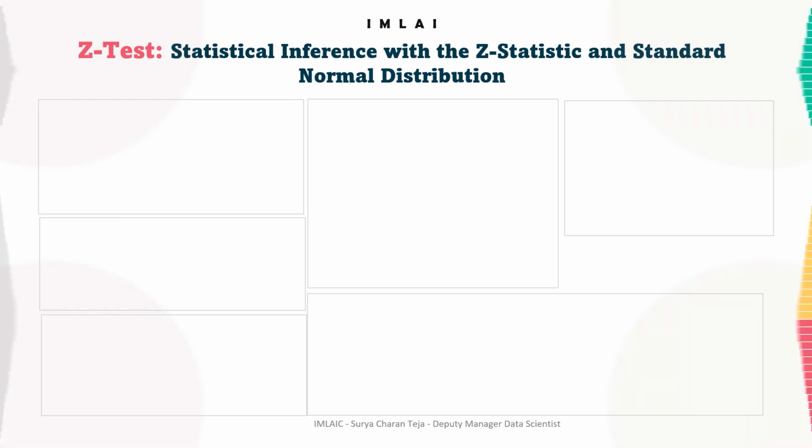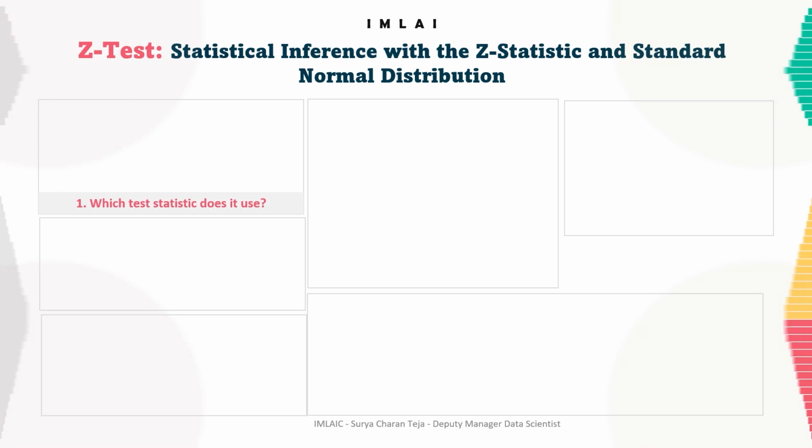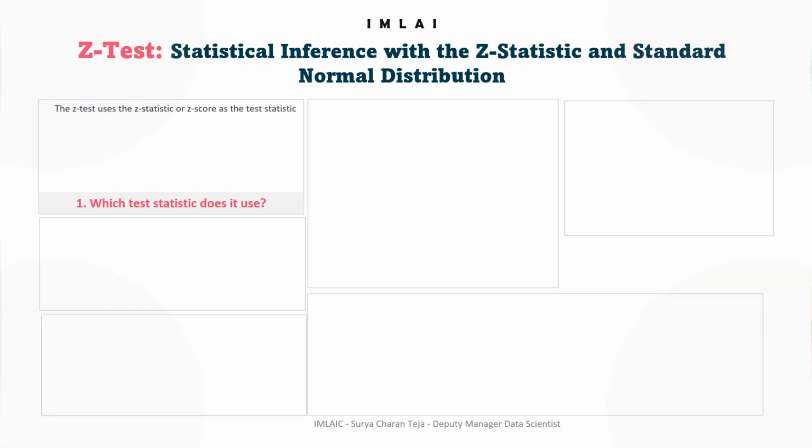The same pattern will also be applied to the F-test, chi-square test, t-test and ANOVA test also. Let's begin with our first question. Which test statistic does it use? The z-test uses the Z statistic or Z score as the test statistic.